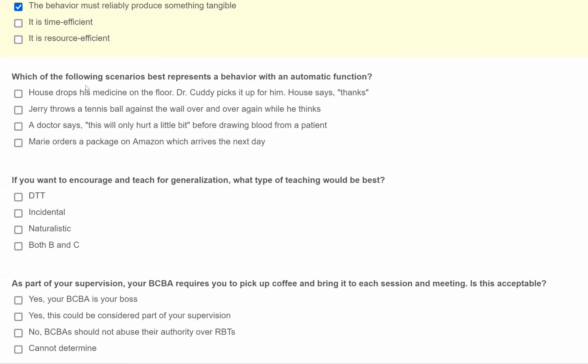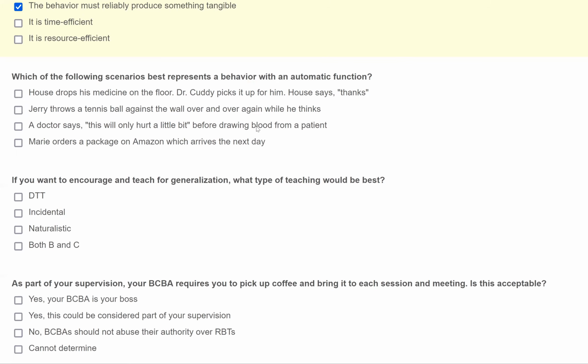A, House drops his medicine on the floor. Dr. Cuddy picks it up for him. House says, thanks. Is this automatic? Well, no, it's social, right? Socially mediated. House drops his medicine. Dr. Cuddy picked it up for him. This is all socially mediated. This is not automatic.